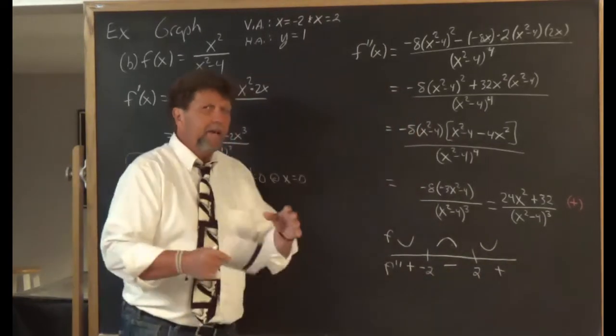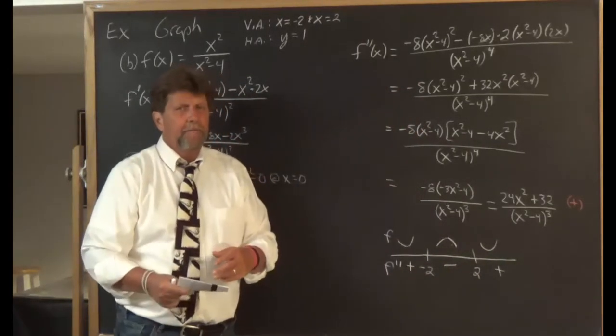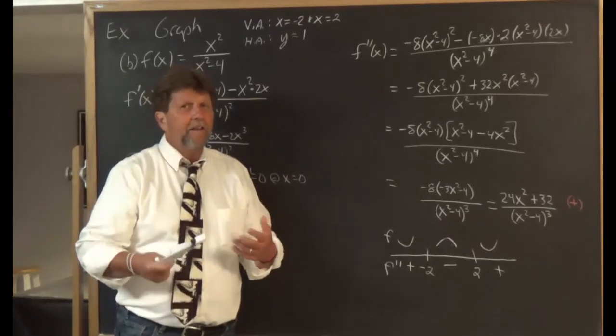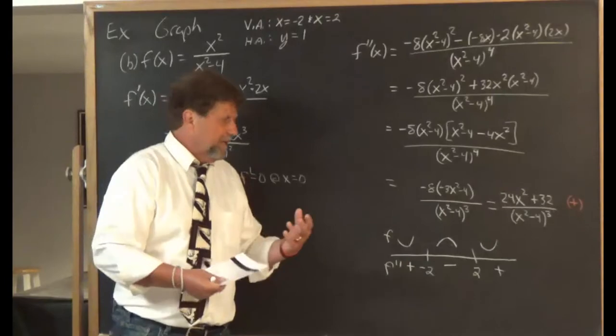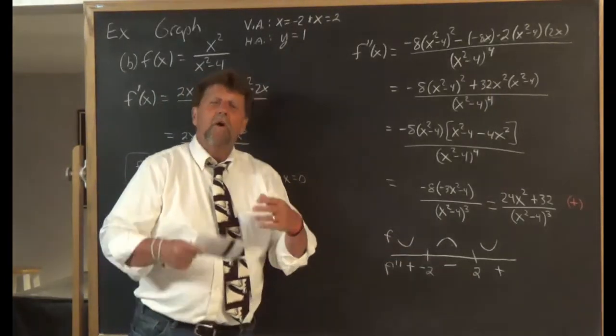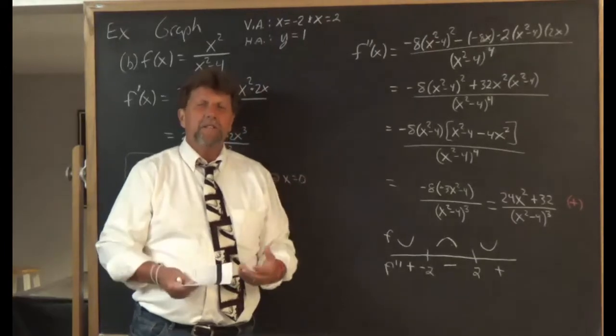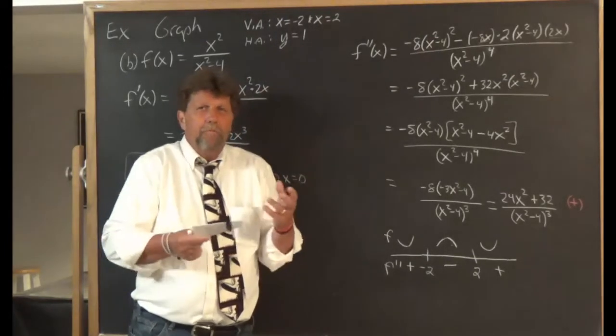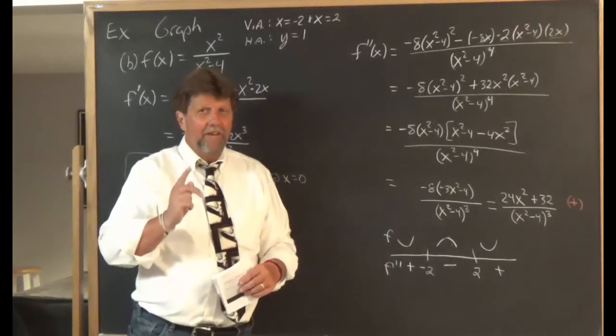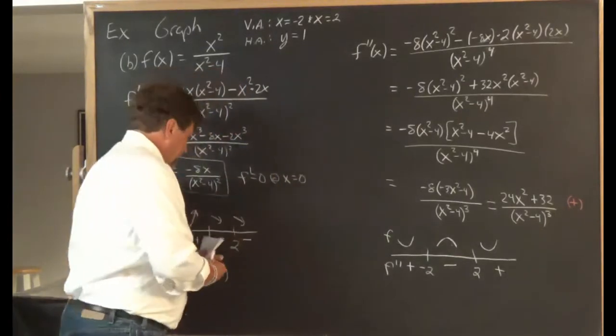So I see my intervals of concavity. I see where the concavity switches, but I do not have any inflection points because the concavity is switching or changing where we have vertical asymptotes. There are no points there. It's a vertical asymptote.